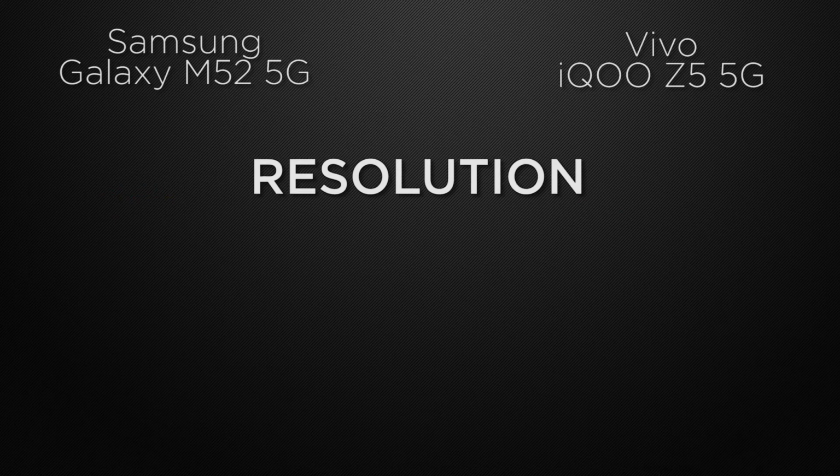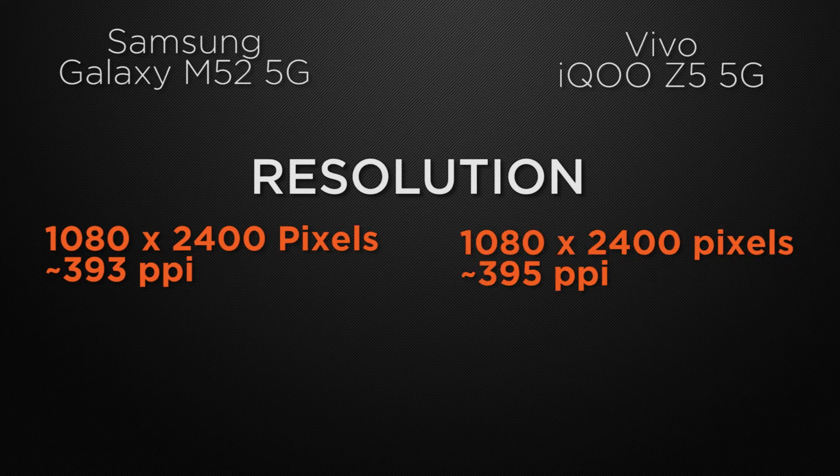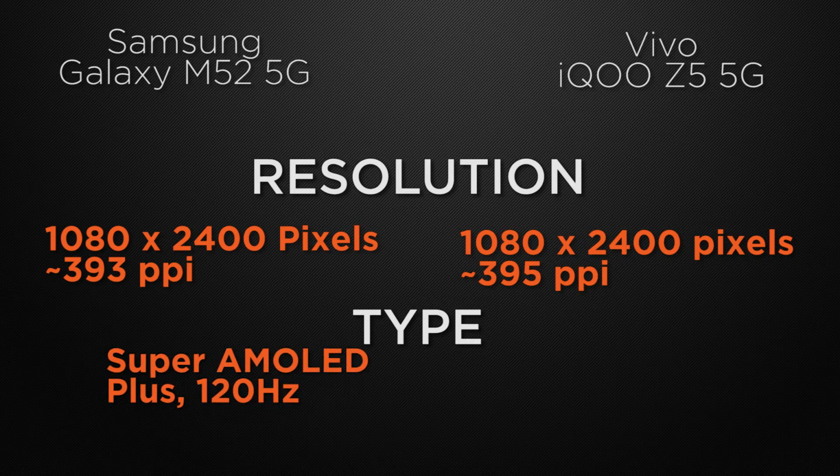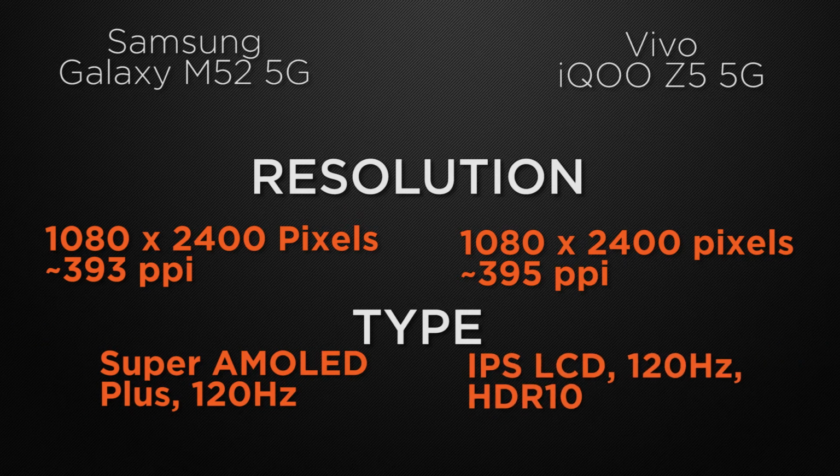Let's talk about the screen resolution of the devices. The M52 comes with a Full HD Plus display, and on the other side the Z5 has a Full HD Plus display. So it's a tie. And about the display type, the M52 has a Super AMOLED display with a 120Hz refresh rate, whereas the Z5 has an IPS LCD display with a 120Hz refresh rate and HDR10 support.